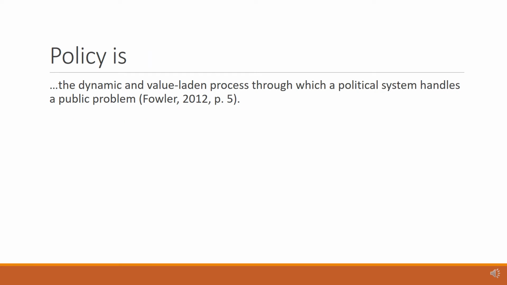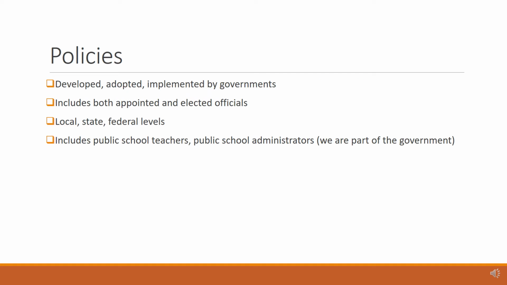According to Fowler, 2012, policy is the dynamic and value-laden process through which a political system handles a public problem. Policies are developed, adopted, and implemented by governments. Who are the governments? The governments include appointed and elected officials at the local, state, and federal levels. Did you realize that public school teachers and public school administrators are part of the government?